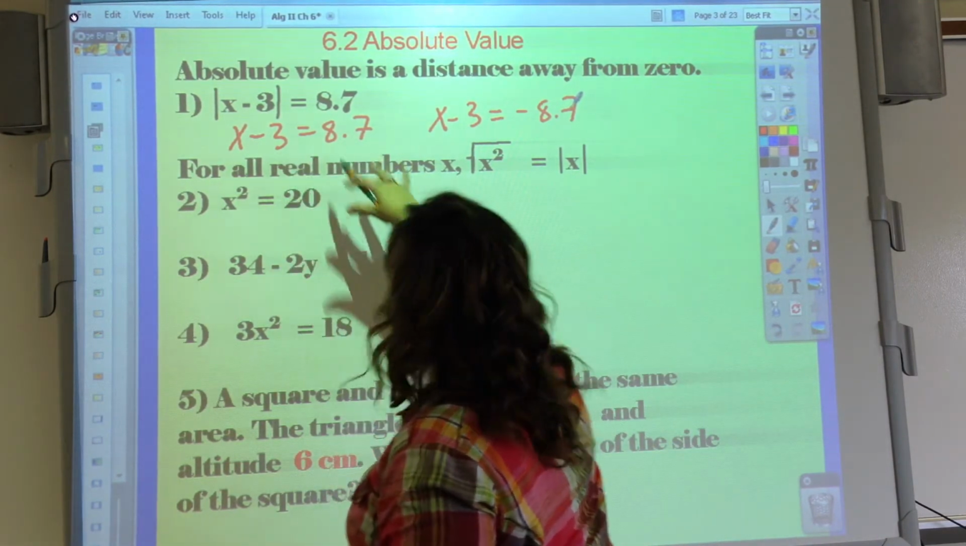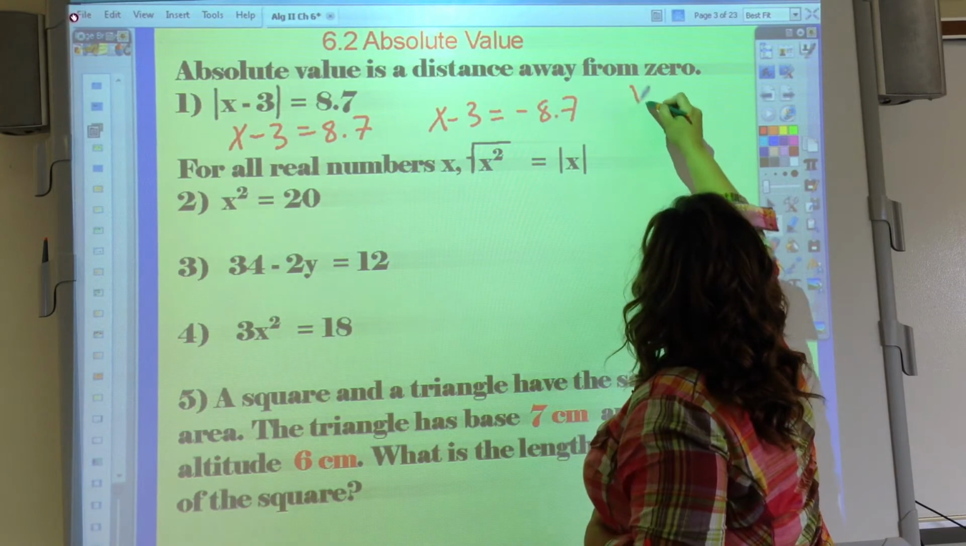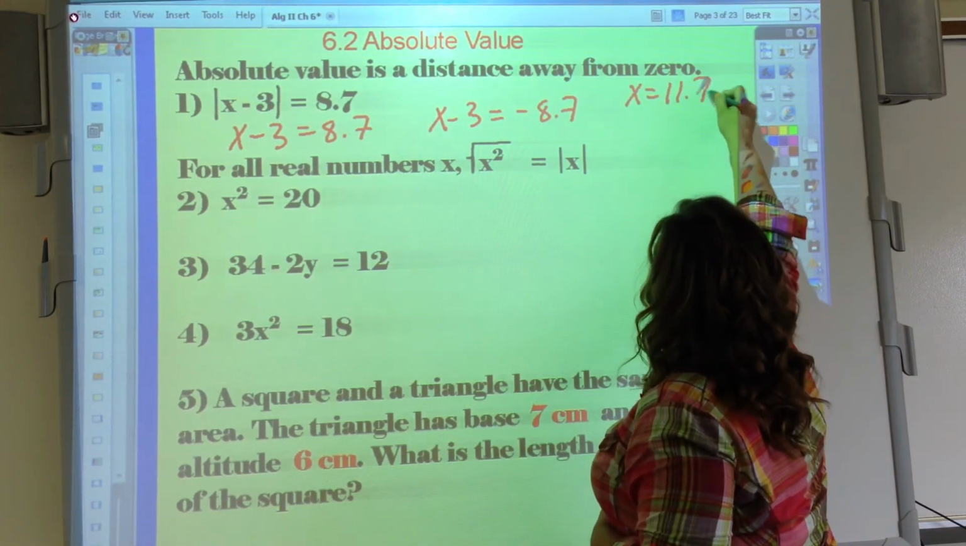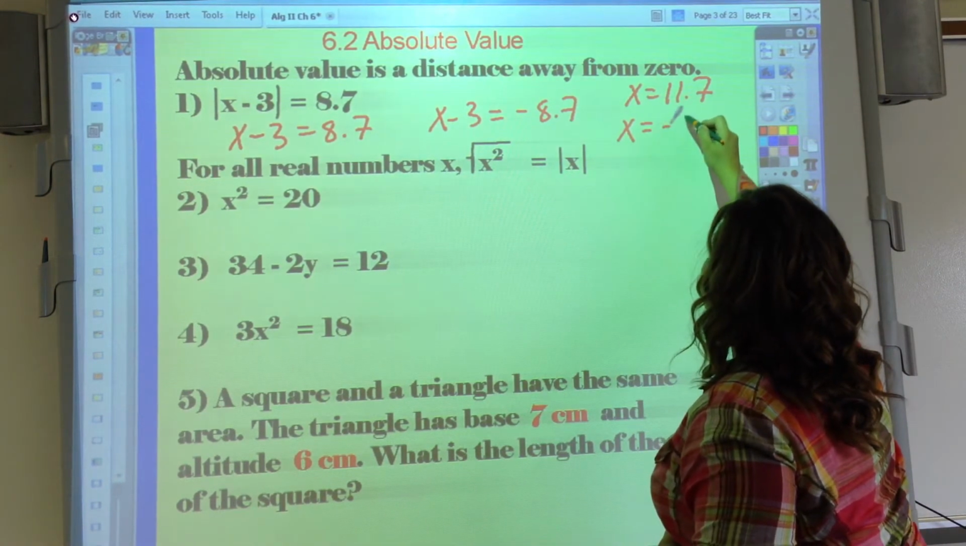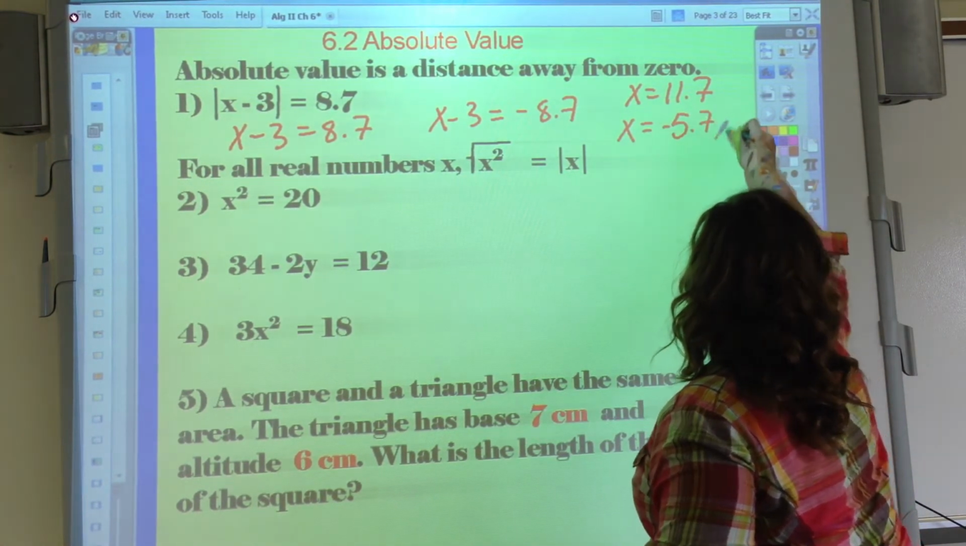When I add 3 to both sides, first I will get 11.7. And here when I add 3 to both sides, I will get a negative 5.7.